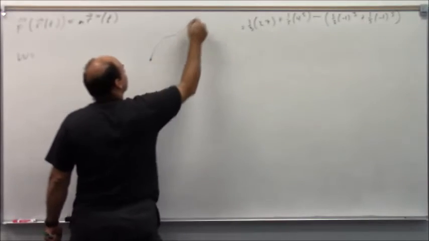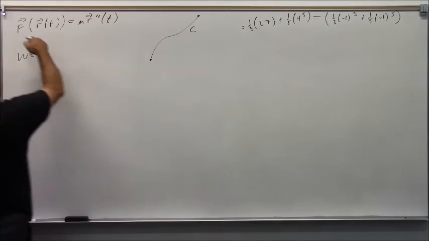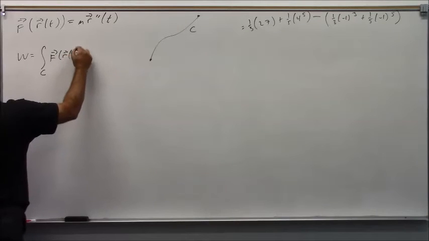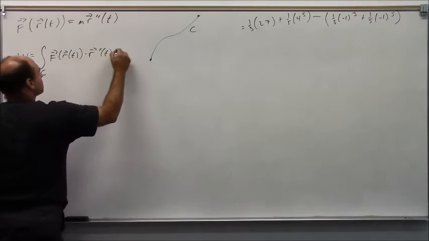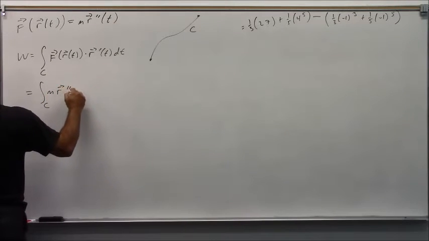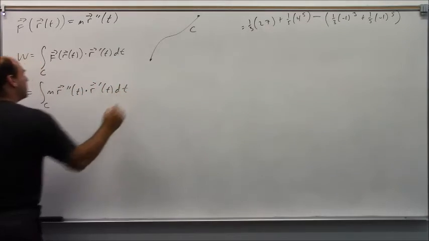Then the work done in moving some particle along a path C like this, by this force F, is going to be the path integral over C of F dot dr. And since I know what F looks like, I can go ahead and make this substitution here. That's m r double prime of t dot r prime of t dt.